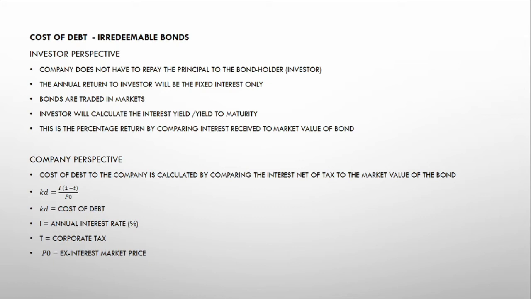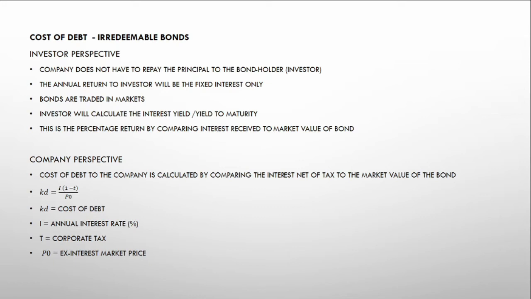So we can determine the cost of debt by comparing the interest net of tax that will be paid to the bondholder and comparing that to the market value of the bond. So in this formula, you can see that KD is our cost of debt, I is our annual interest rate, T is our corporate tax rate, and P0 is the ex-interest market price. So if we know all of these variables, we can determine the cost of debt.